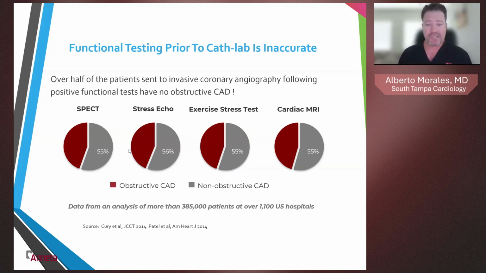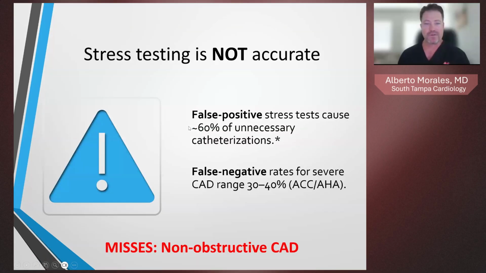would have obstructive disease. And what you're finding here is 55%, 56%, 55, 55 are patients who have non-obstructive disease, meaning the purpose of the cath was to find obstructive disease, and we failed. So at this point, this is about as good as a coin flip. And so stress testing has a significant false positive, but what about the false negative?